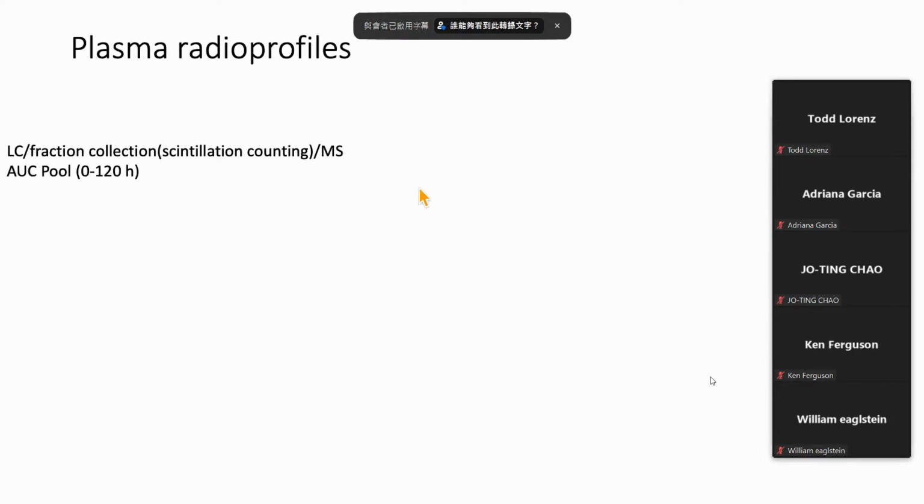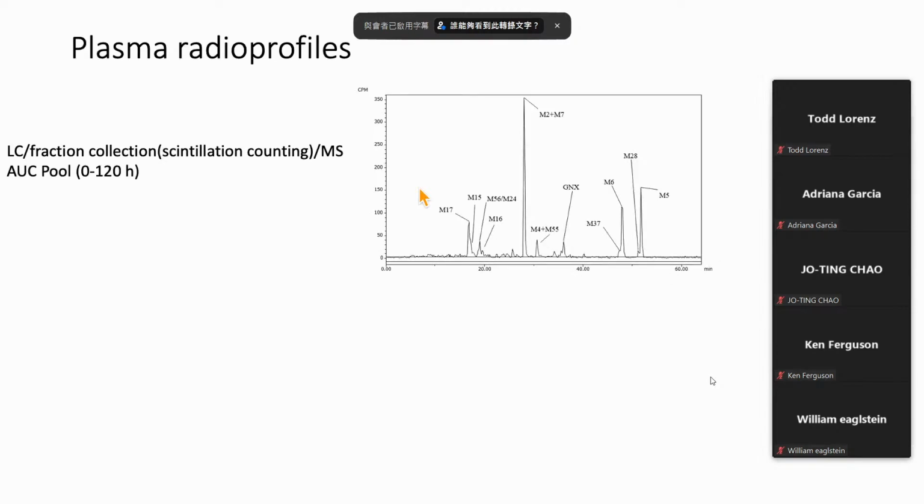So we look at the plasma radio profiles, and the way we do that is we make what's called an AUC pool. They take all of those individual time point plasma samples, pool them according to the total area under the curve. We did it first from 0 to 120 hours, so we'd have good signal for the detectors. And then we do LC and fraction collection with scintillation counting for the radioactivity, and a split flow into the mass spectrometer to identify the metabolites. And this is the curve that we got.